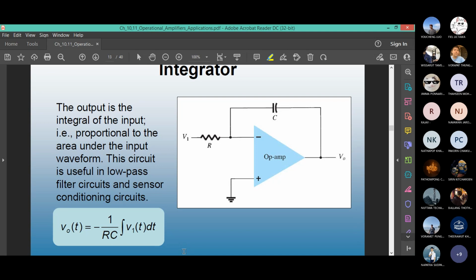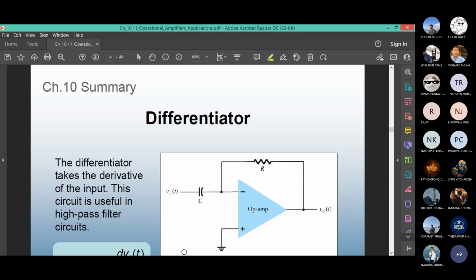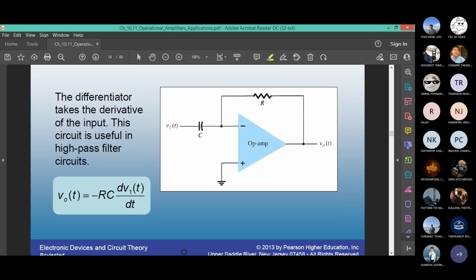To solve this type of problem, you should remember integral calculus and differential calculus for the differentiator. This configuration is used in a low pass filter. So low frequency will pass, high frequency will be cut off. Pick the position of capacitor and resistor, and you will get a differentiator. The output is a differential equation.